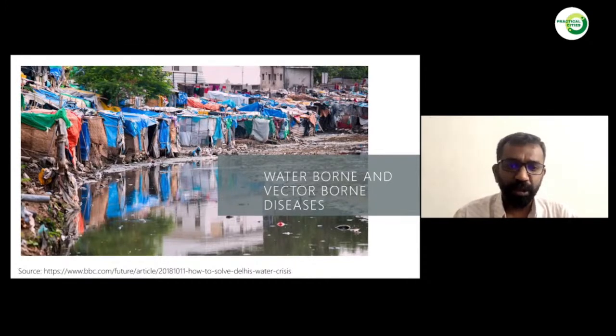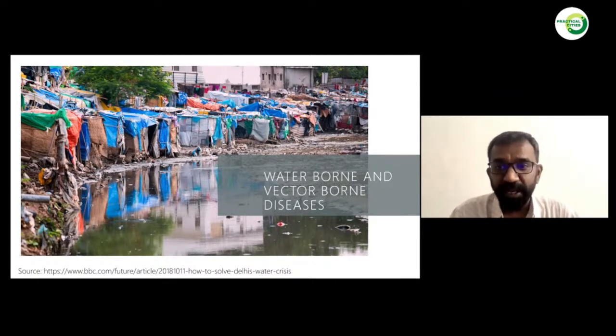When you look in terms of water stagnation, that leads to vector-borne diseases, but also the water being around, issues such as poor sanitation and also waste management lead to polluting of water both on the surface and also on the ground, leading to waterborne diseases. So we should look at this particular situation more deeply.